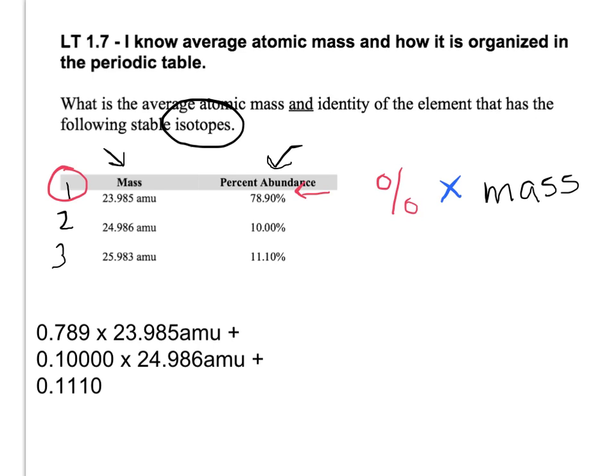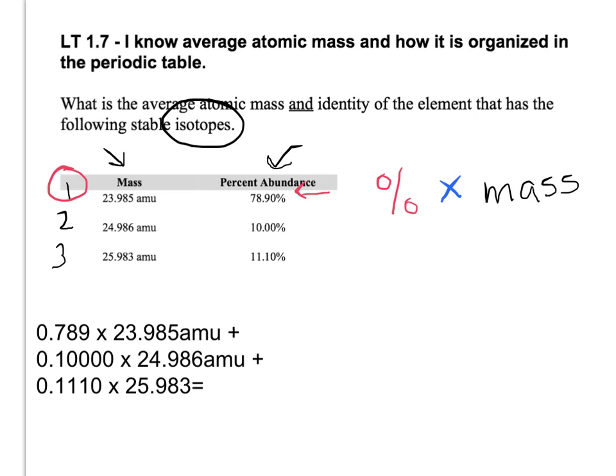That is 0.1110, again my percentage converted to a decimal. The easiest way to do that is just move the decimal point 2 spots to the left. What you're really doing is dividing by 100, but we can do this in our head. And then I'm multiplying that times, where's my x? Times the mass, which is 25.983. Get my equal sign on there.